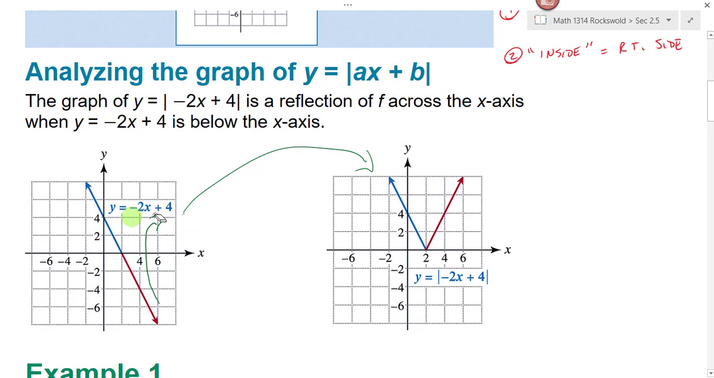So any part of the negative line will then be flipped up above the x-axis so that your y values are always positive, because absolute values are always positive. That's how you analyze the graph of an absolute value function from the graph of the function without the absolute value. It just takes the negative part and flips it up.